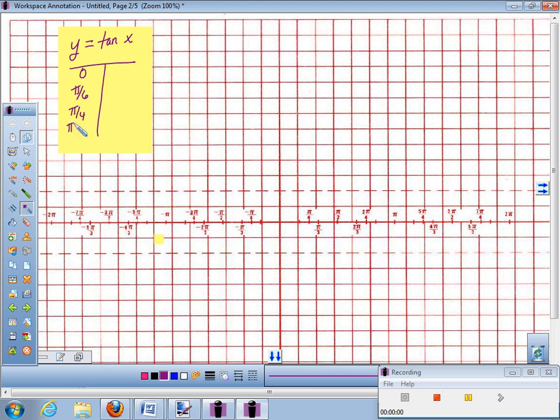So, what's the tangent column? 0. Undefined. And I'll tell you the square root of 3 is about 1.7. Square root of 3 over 3 is about 0.56. So it's slightly above a half. Okay, so we're going to plot those, just ordinary.